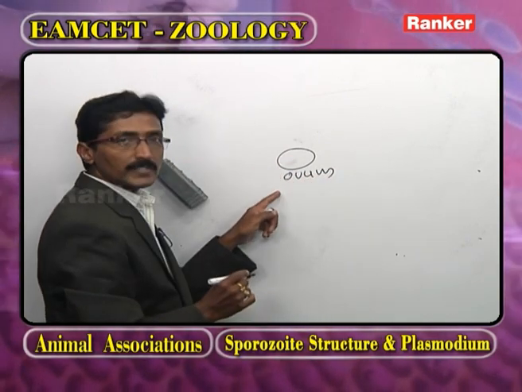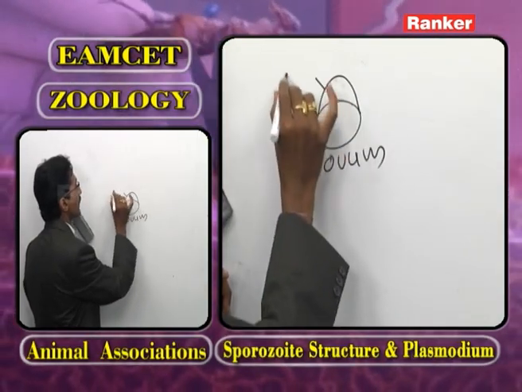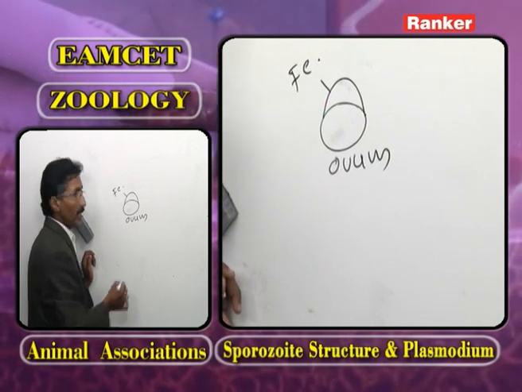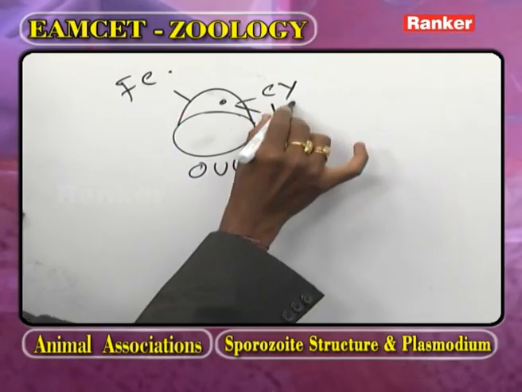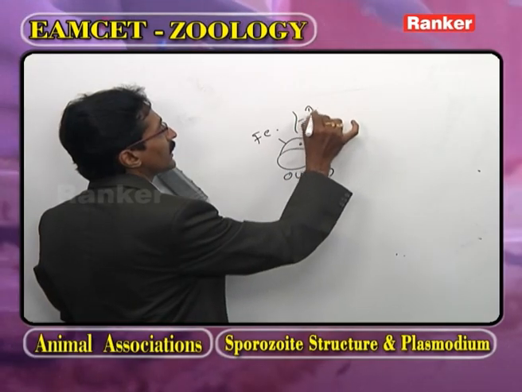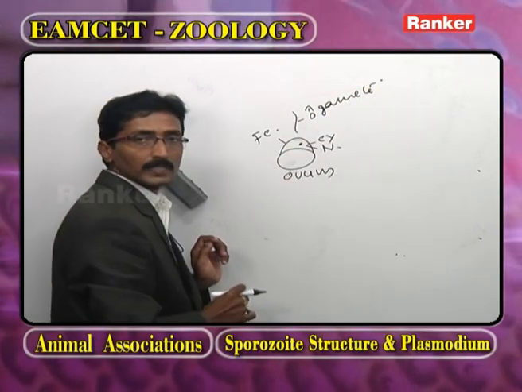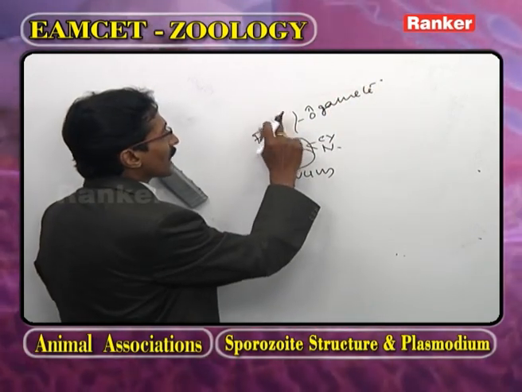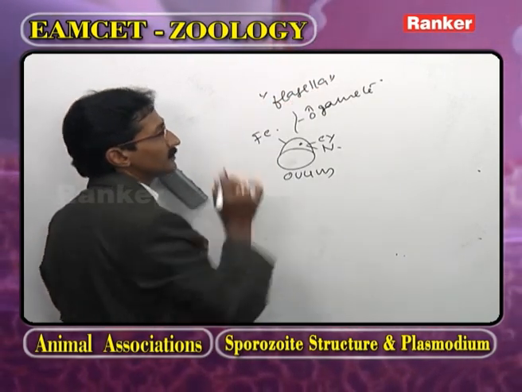The ovum is round and non-motile, and this is the fertilization cone. In the fertilization cone, what is present? Cytoplasm and the nucleus. Now this is the male gamete. The body of the male gamete is flagella-like.